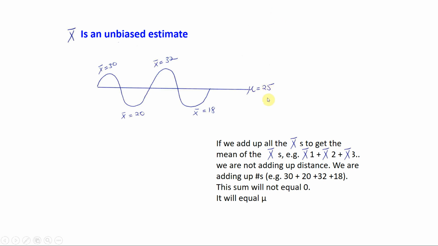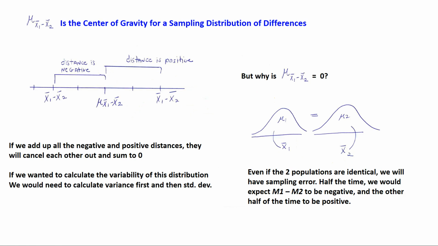Okay? Now, let's look at this one. This mu sub X bar 1 minus X bar 2, this is a mean, right? Mu is a mean. What is it a mean of? Well, it's a mean of the sampling distribution of differences. That's something we just learned about, the sampling distribution of differences. And so this is simply just the mean of that distribution.